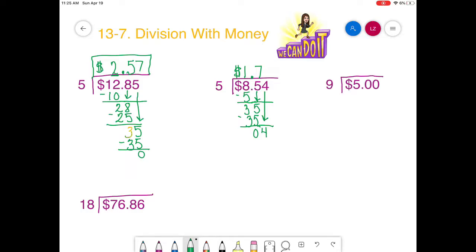So we brought down a 4. 5 goes into 4 0 times. 0 times 5 is 0. If we subtract, we still get that 4. 4 is less than 5. But now it's a remainder, we know, because there is nothing left here to bring down. You can't stop doing those 5 steps until there's nothing left to bring down. Because there's nothing left to bring down, we have $1.70, but we've got this 4 here. We've got 4 remaining. All right?